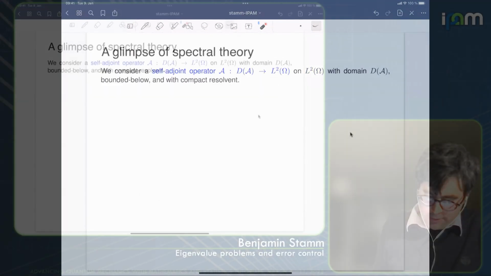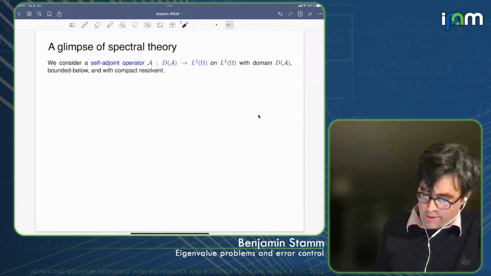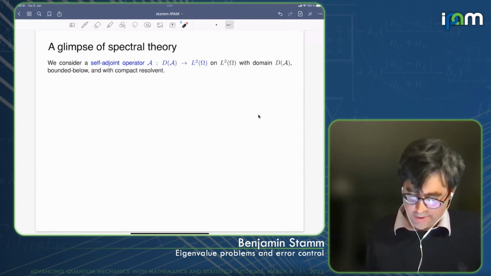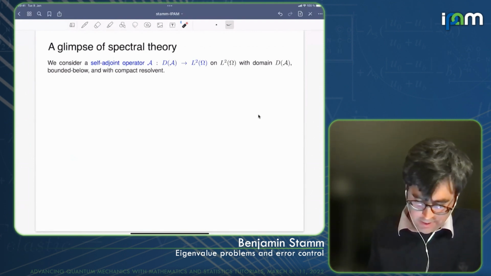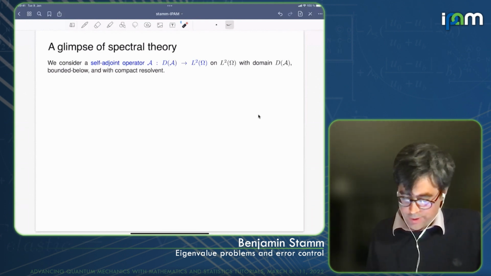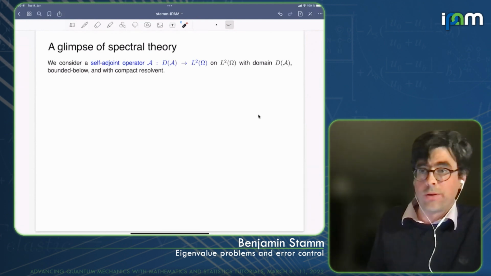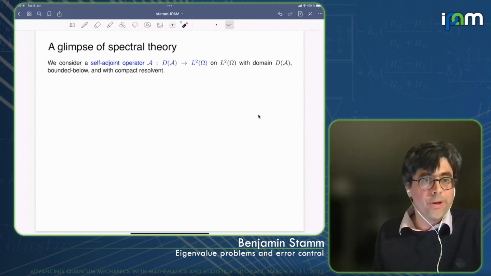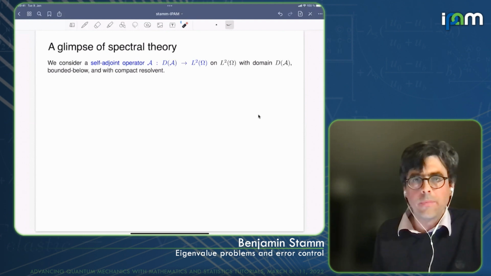let us take a little glimpse at spectral theory, since I just used these notions on the side. This is a self-adjoint operator with domain D(A), bounded below, and with compact resolvent. So what does this really mean? So let us go a little bit into this, since this is a tutorial, I think that's useful, at least to address very quickly. All right.